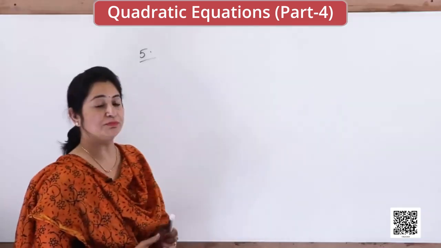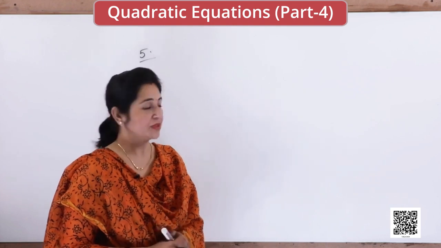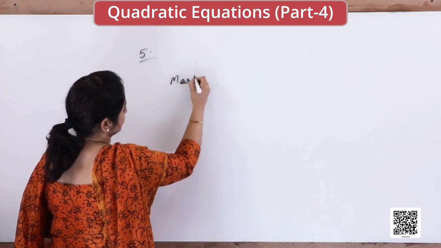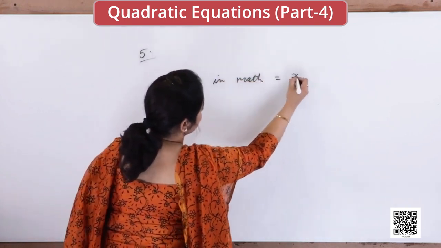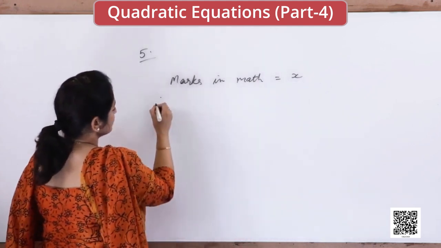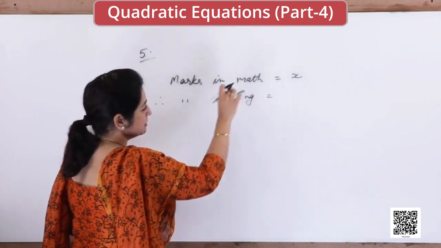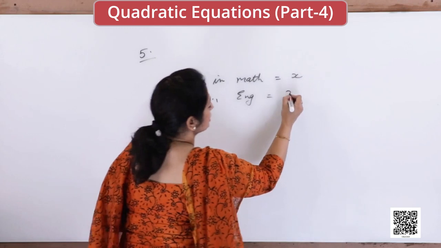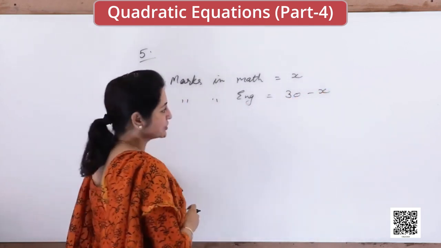So we will start by supposing the marks in maths and English. We know the sum of the marks is 30. If we suppose the marks in mathematics to be x, then the marks in English, since x plus the marks in English is equal to 30, can be written as 30 minus x. It will give us the marks in English.